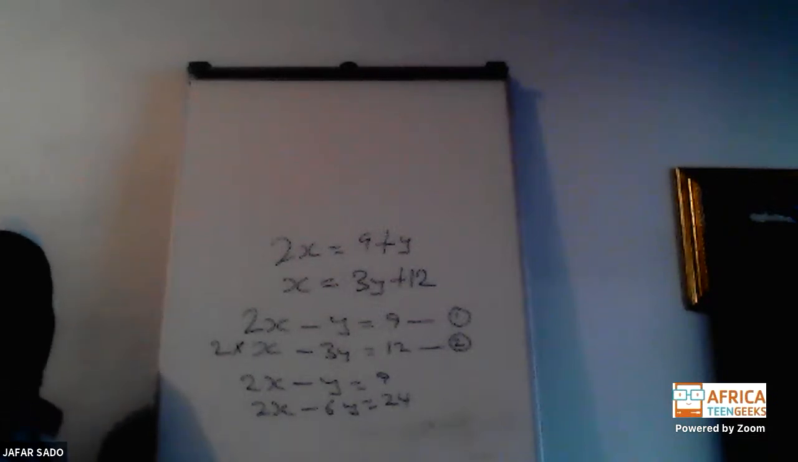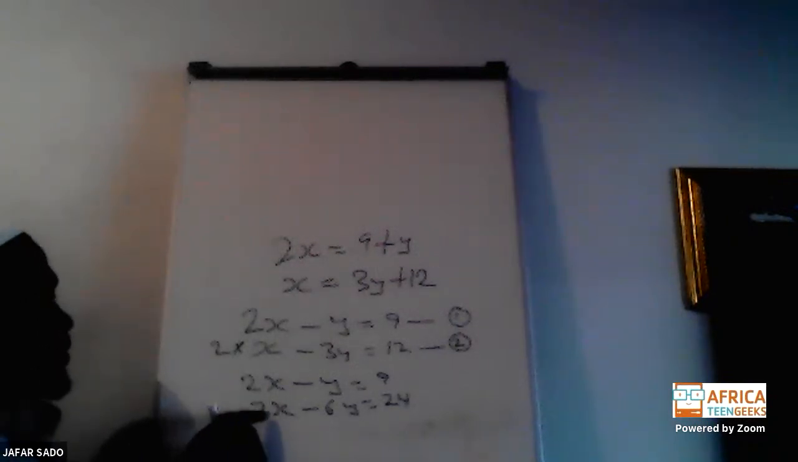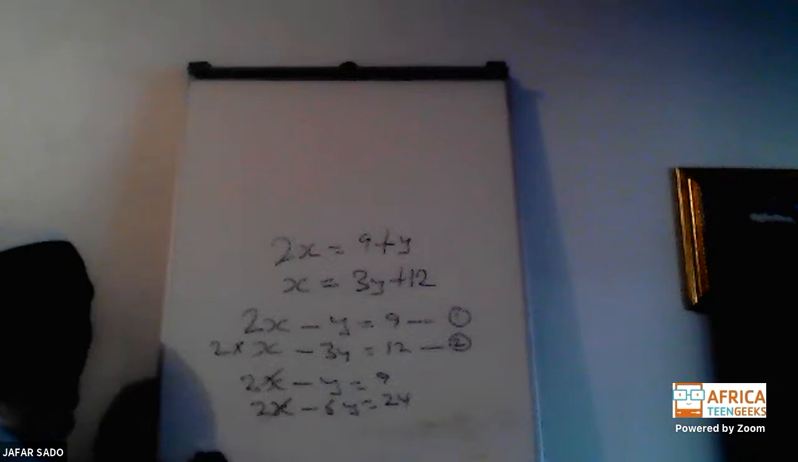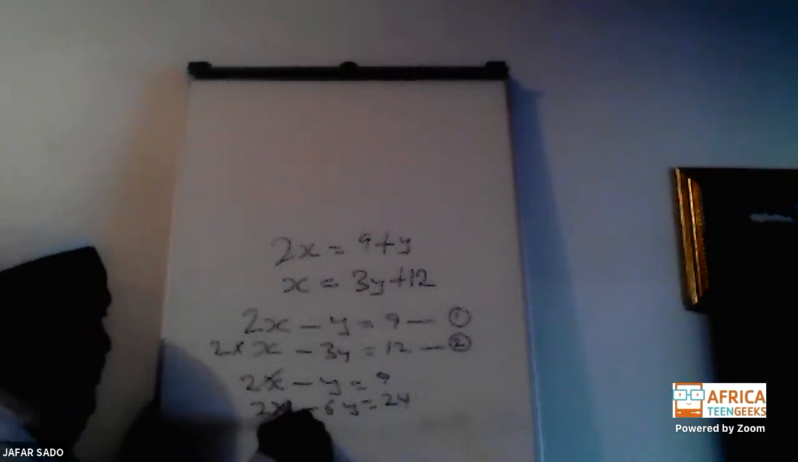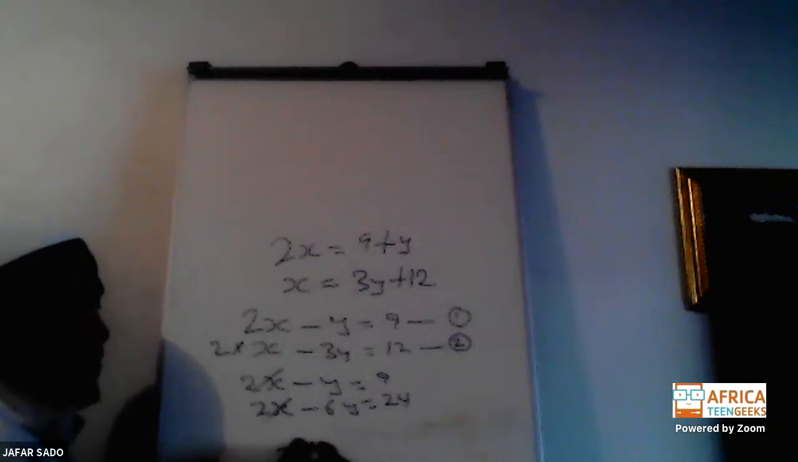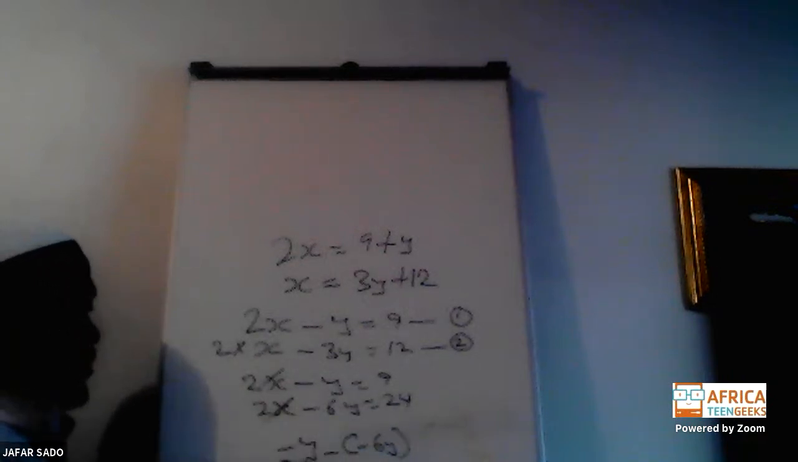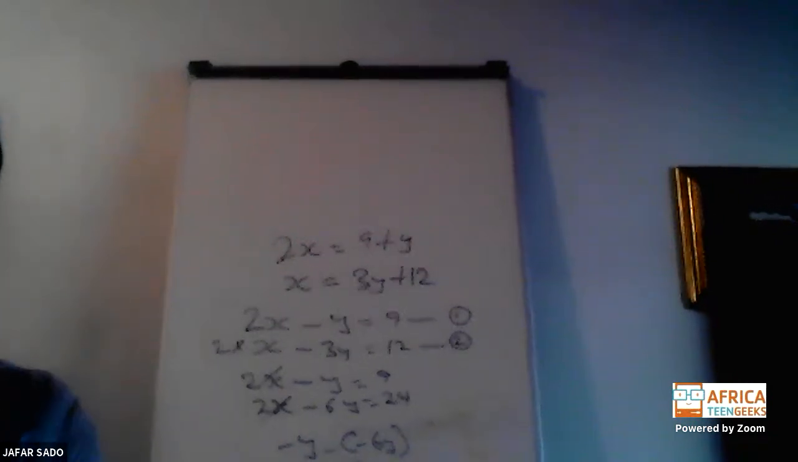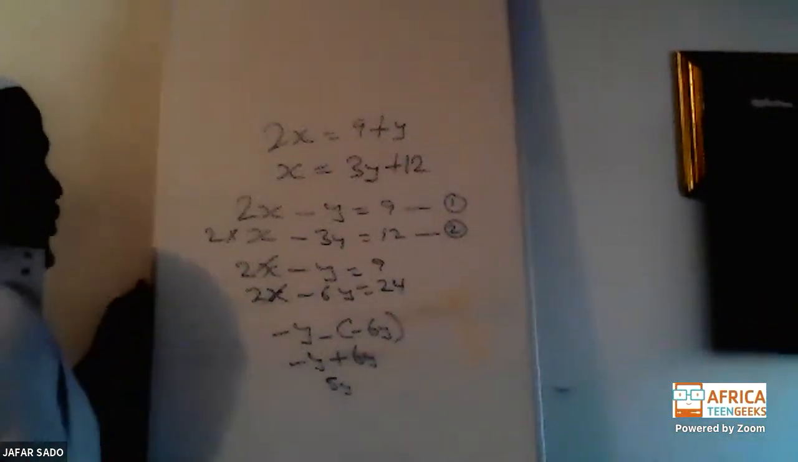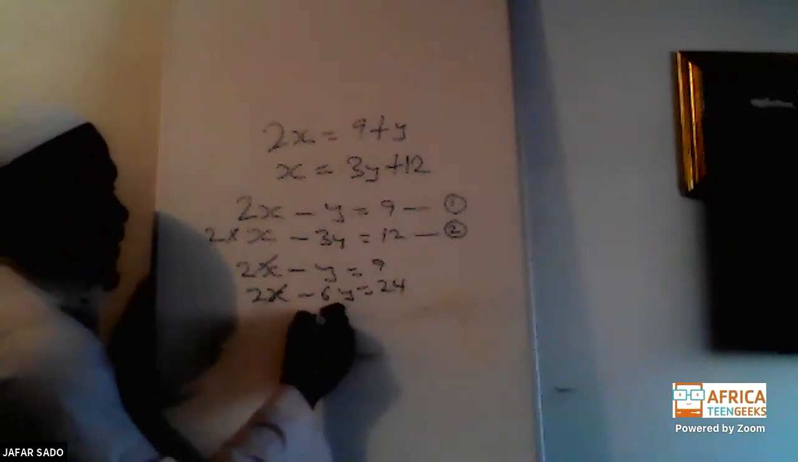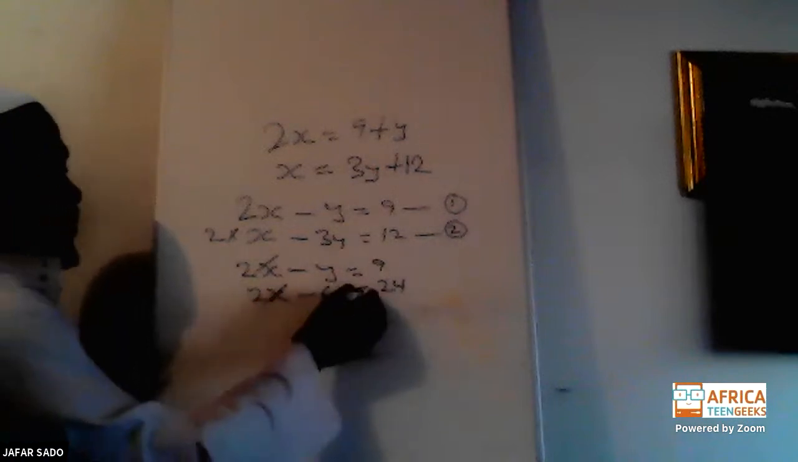Now I can eliminate. I cannot eliminate my x by adding because now they are the same thing. So how do I eliminate? I'll say subtract. 2x minus 2x, 0. Minus y minus 6y. What would that be? Minus y plus 6y, and that would be 5y. So basically, if I say minus y minus 6y, that gives me 5y. So I'm going to have 5y here.